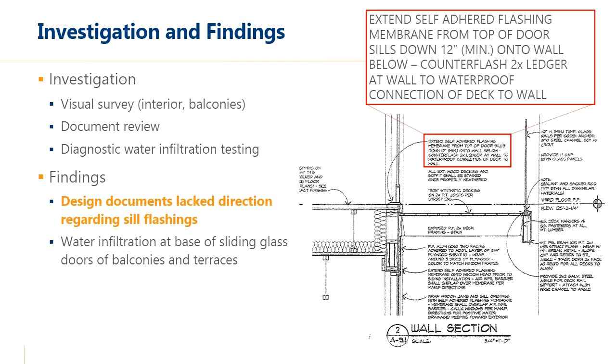But I want to focus a little bit in here for case study 2 related to issues with the design. In case study 1, we focused a lot on maybe the construction installation. But here, the design itself was not serving the project. For instance, this cross-sectional detail, this 2D detail, was the bulk of the information provided by the designer of what expectations and quality they wanted. It talks about extending the self-adhered flashing membrane from the top of the door sills down 12 inches and counter flashing to achieve a waterproof connection.